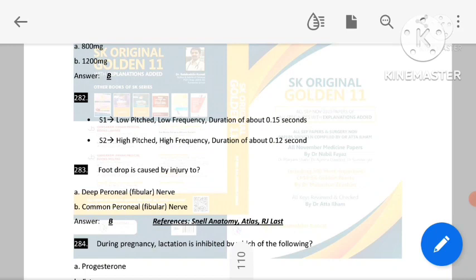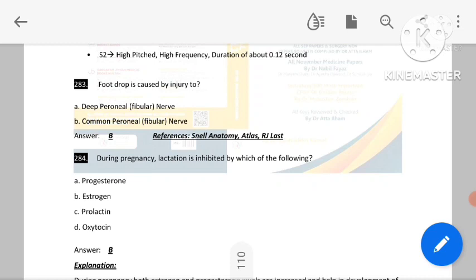Point number 283, foot drop is caused by injury to which of the following nerves? It is the common peroneal nerve.